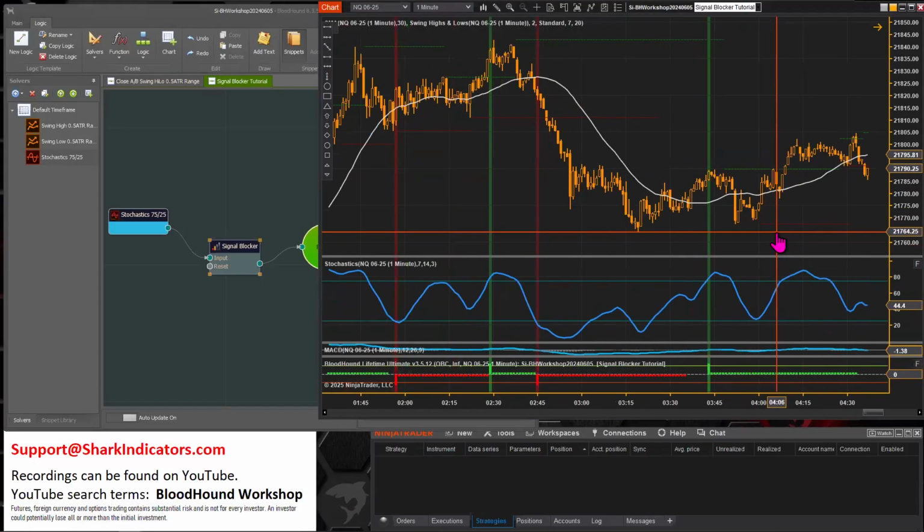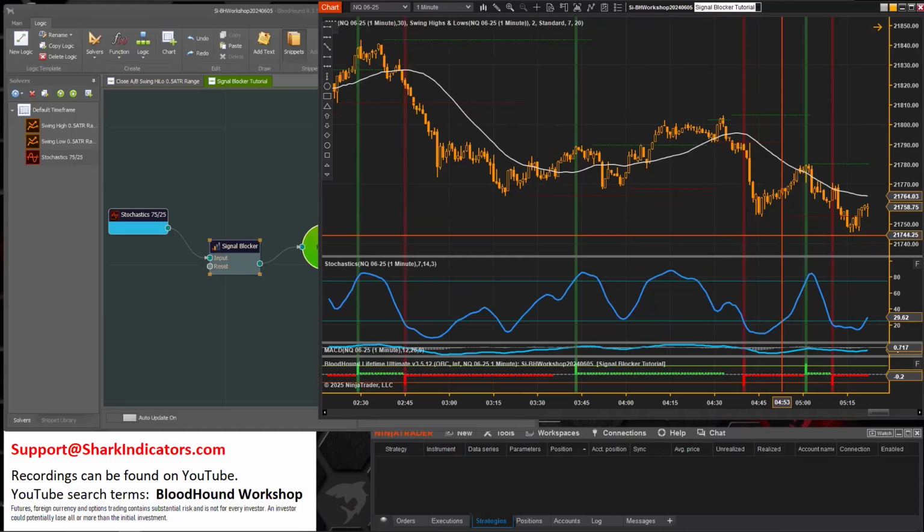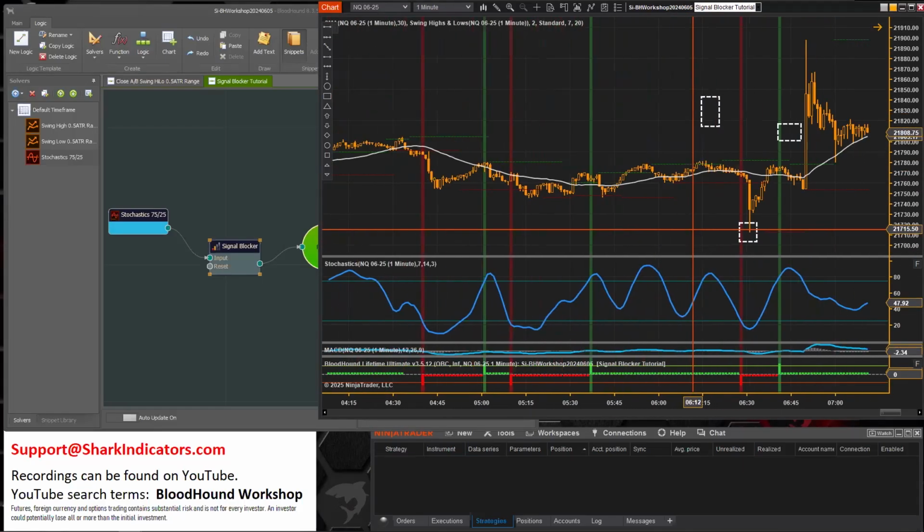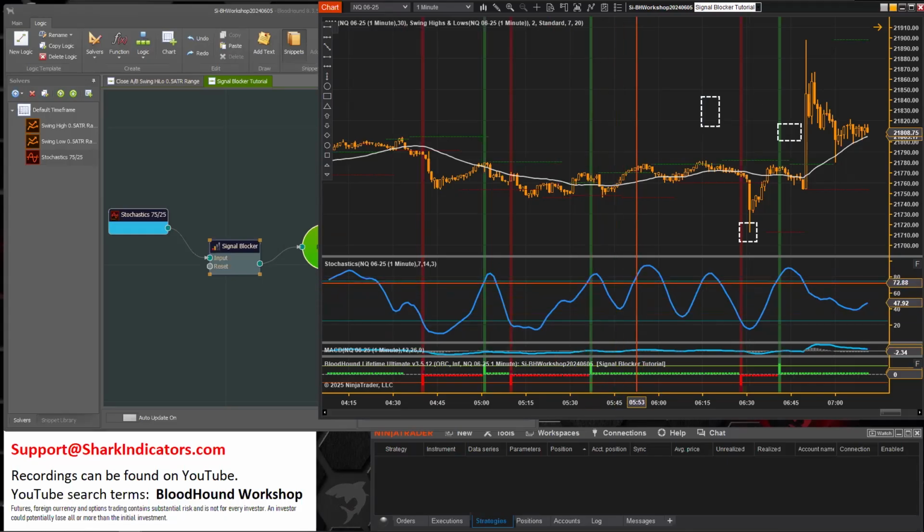So there's probably a bunch of situations where, look here, the stochastic breaks above 75, breaks above 75, breaks, right? So we're missing two other long signals here. And we can see here the signal blocker is actively blocking all the way until it gets to this short signal.